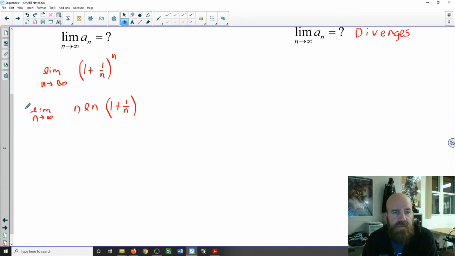And then we have to do the limit. If we plugged in infinity here, we would have infinity times 0. We know that's an indeterminate form. So we have to rearrange this a little bit.